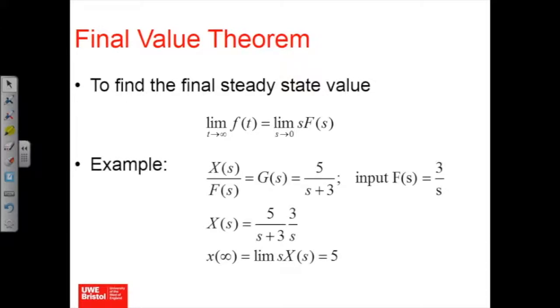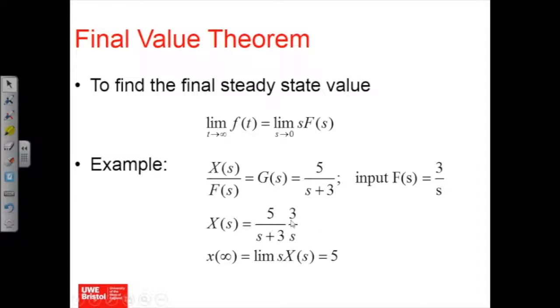Here's an example. If I've got a transfer function 5 upon s plus 3, so it's a first order system, and the input I'm interested in is a step input of amplitude 3. So the output quantity, same as we've done before, is the input times the transfer function. All I'm suggesting to you is using the final value theorem. If all I'm interested in is where does it finally end up, I need to take my Laplace function, multiply by s, and make all the s terms tend to 0.